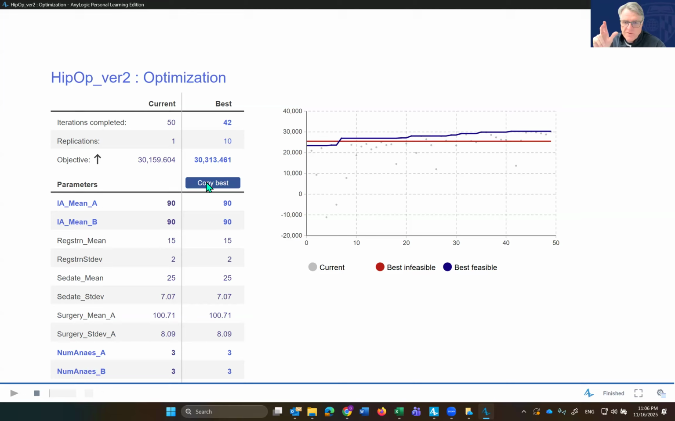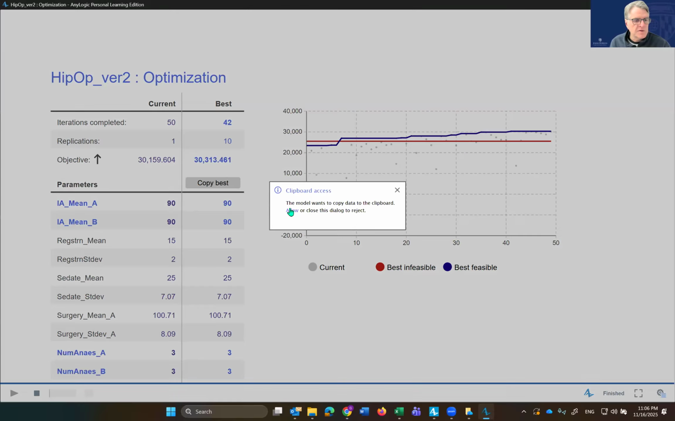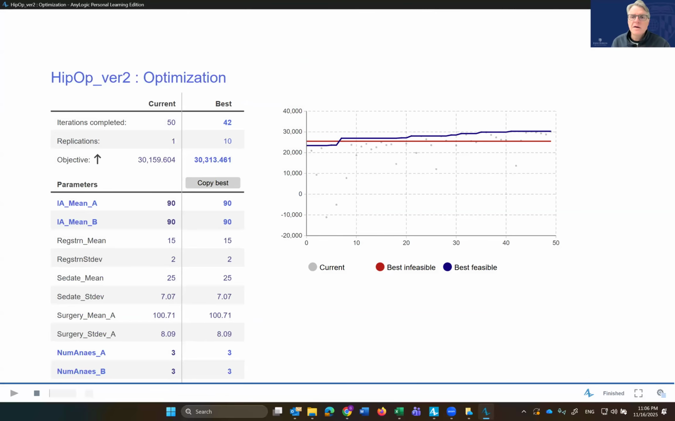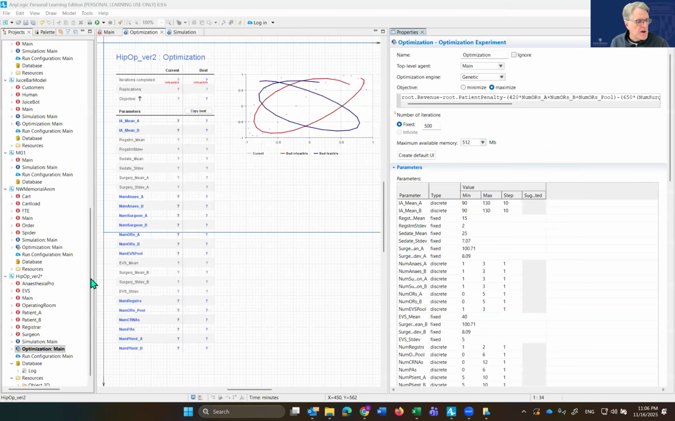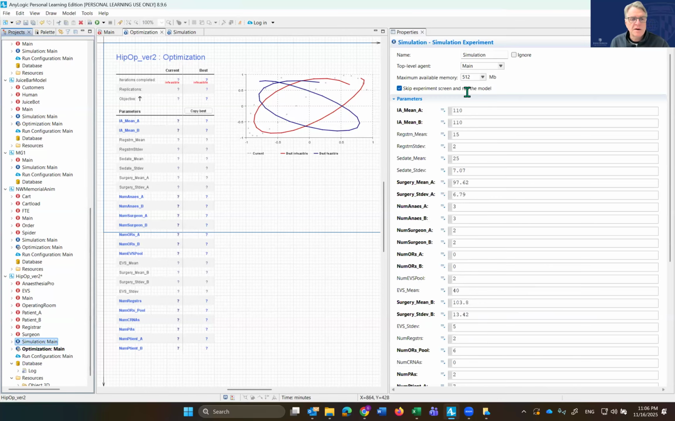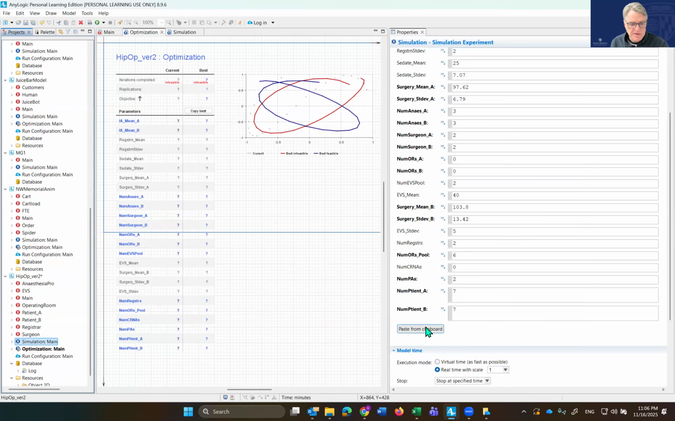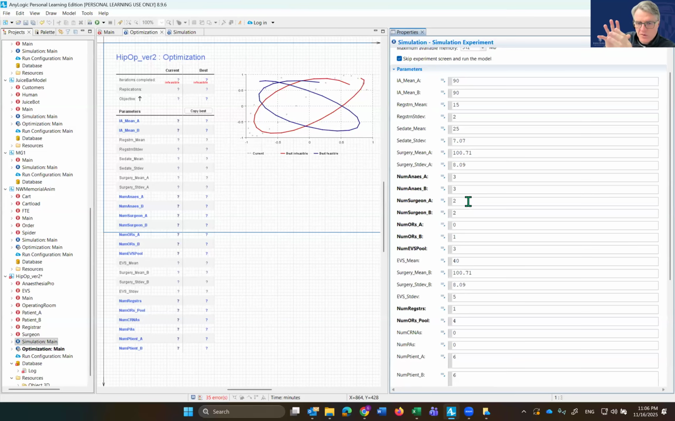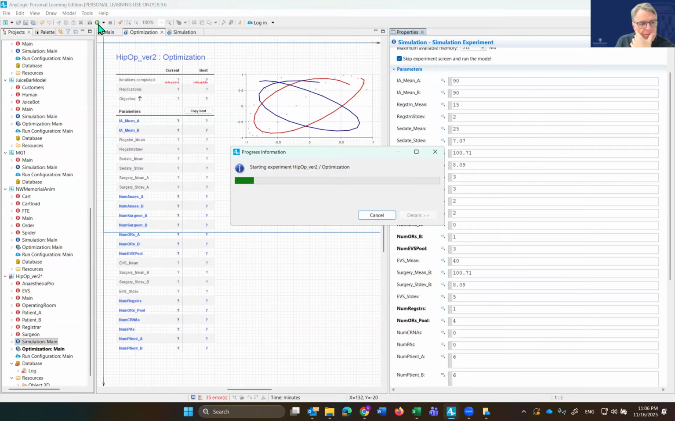You can verify those utilization red lines by hitting copy best, and you have to say allow here. I'll close this, go back into our simulation main where we put these values in, and then we say paste from clipboard, and it's gone ahead and substituted all the optimization suggestions in here. And now I can go ahead and run this one, just to verify what's going on.